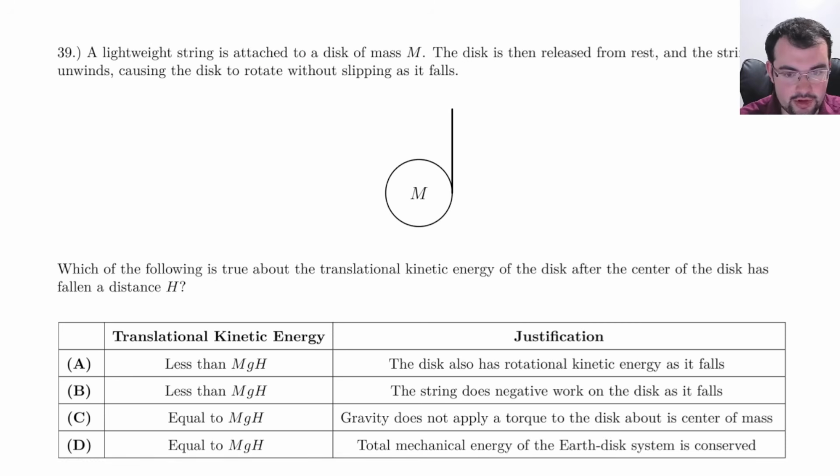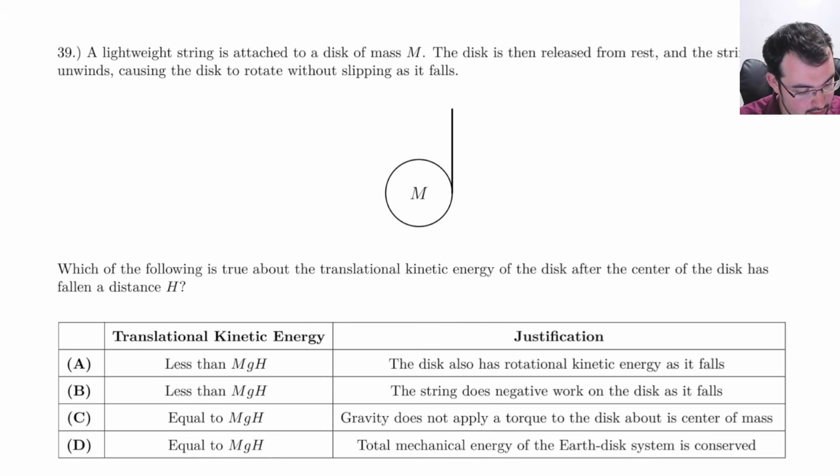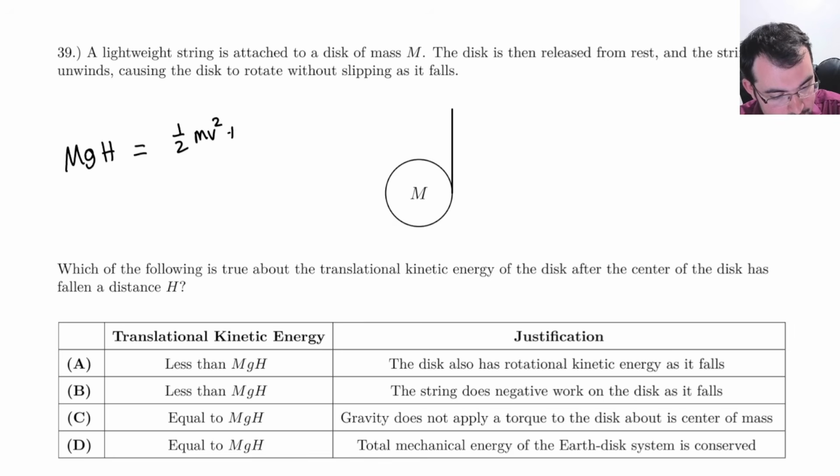All right, now for a breather at the end here. A lightweight string is attached to a disk of mass m. The disk is then released from rest, and the string unwinds, causing the disk to rotate without slipping as it falls. Which of the following is true about the translational kinetic energy of the disk after falling a distance h? Is it mgh, or is it not mgh? Well, we know with energy conservation that there are 2 types of kinetic energy. So our equation looks like mgh equals 1/2 mv squared plus 1/2 I omega squared.